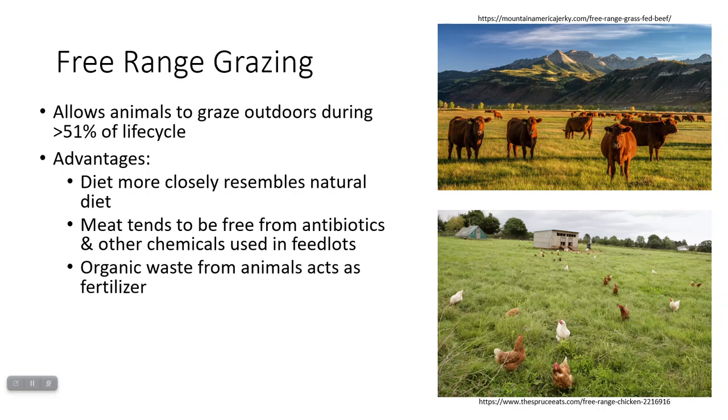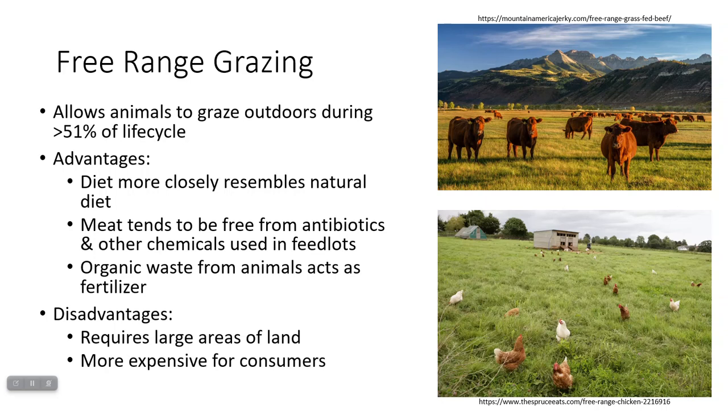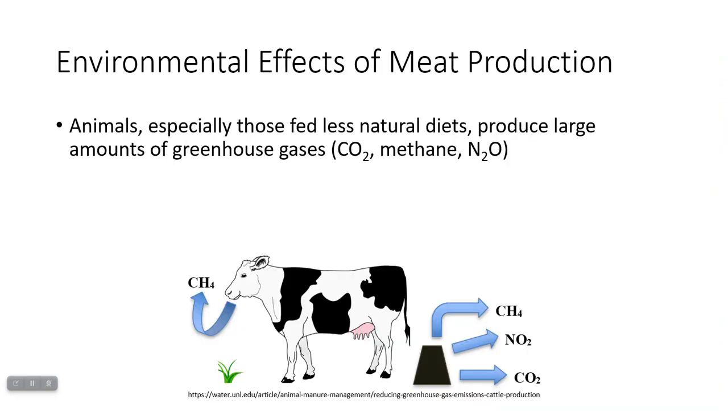And since they're not in a super high concentration, their poop lays where it falls, decomposes with the natural decomposers in the area, and fertilizes the grass or whatever else you're growing in that area. What are the disadvantages? Well, you need more land. So it's going to use more land than a CAFO, and it's also more expensive for consumers. So if you vote with your dollar, if you can't afford to buy free range meat, then you're going to have to buy what's from a CAFO because that's what you can afford.